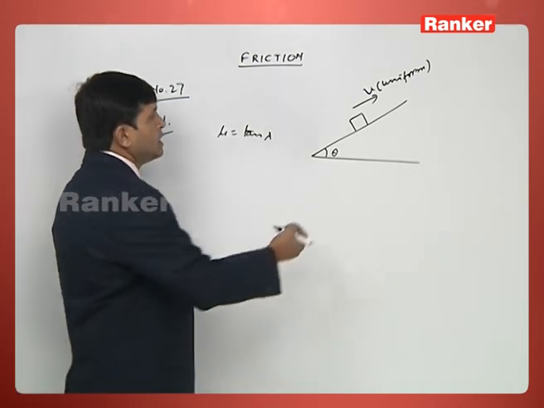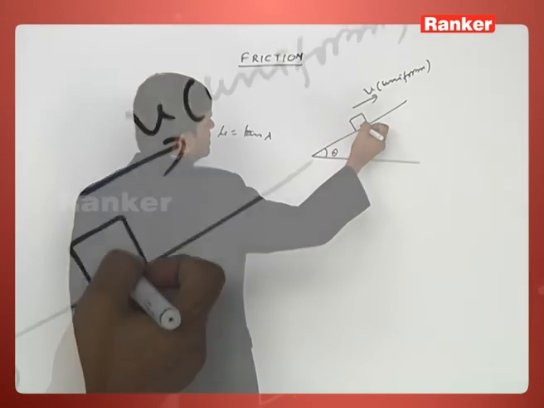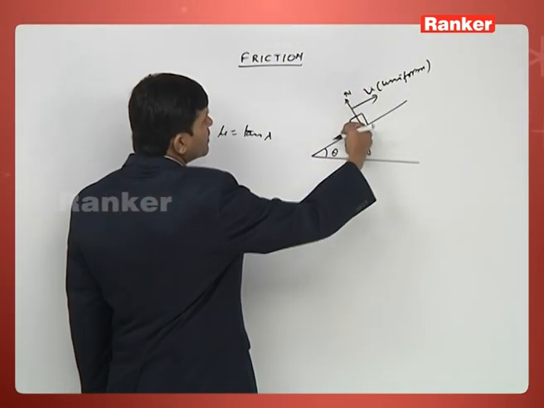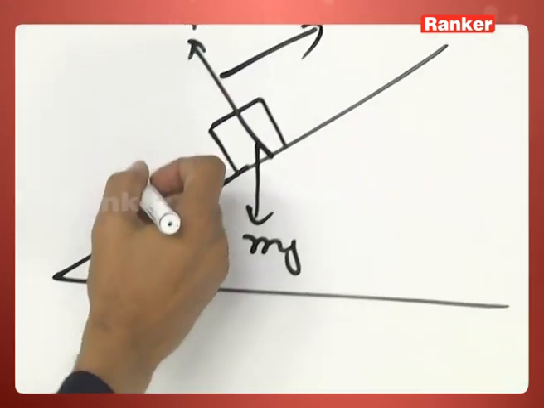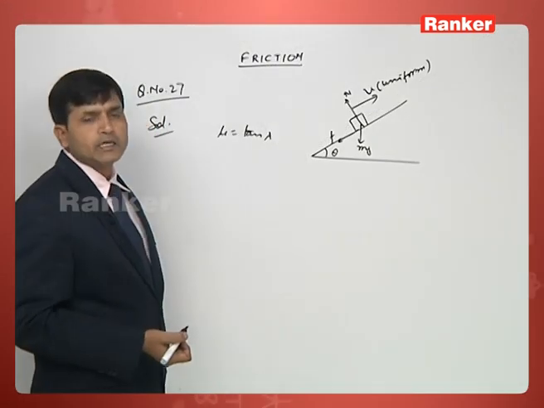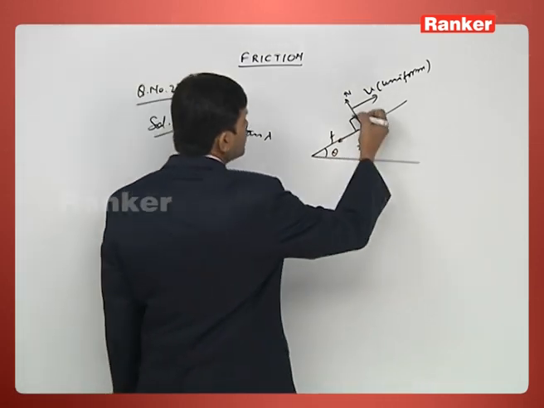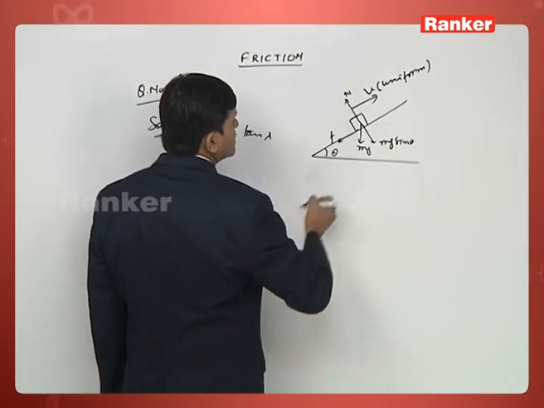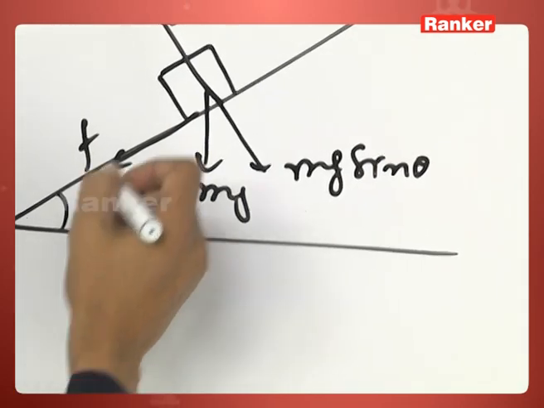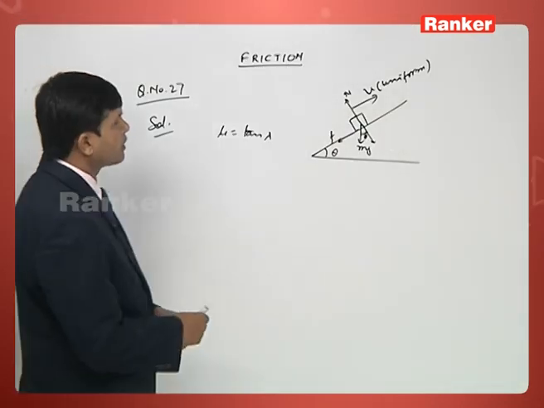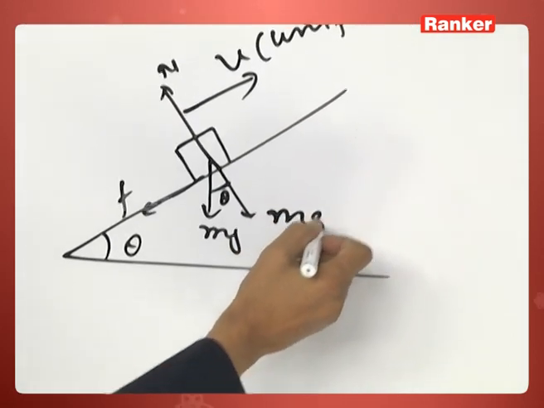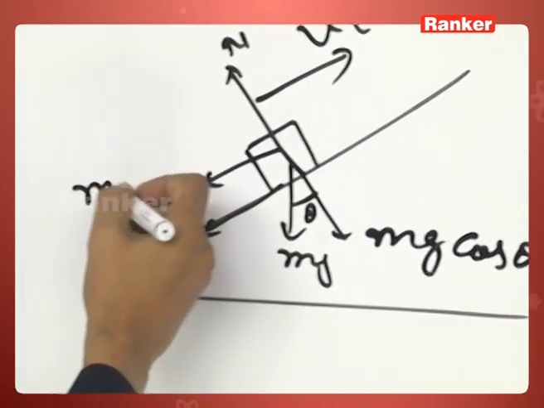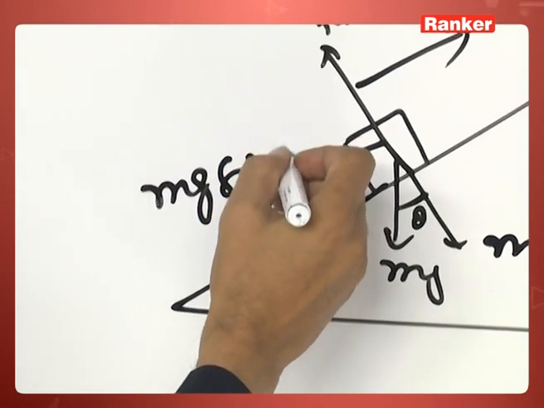See, if we are making a diagram of this, the forces are one mg, another the normal, and if it is moving upward, definitely the friction force will act in the downward direction. So that force F, if I am resolving all forces, mg sin theta. If this angle is theta, when we resolve the weight mg, this will be mg cos theta, and the other component of mg in that direction is mg sin theta.